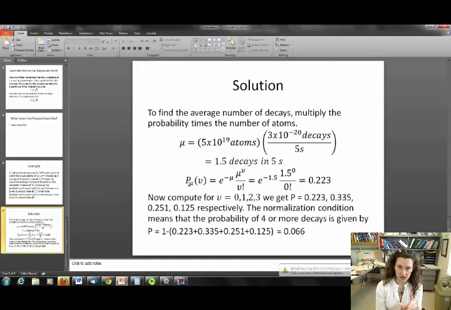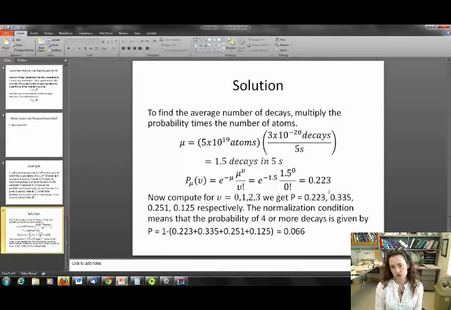Now it asks you to compute the probability that you've got 0 decays, 1 decay, 2 decays, 3 decays in a given 5-second interval. So for that we use our Poisson distribution function. So here we have e to the minus mu, mu to the nu over nu factorial. Our value of mu we already computed, it's 1.5. And then we're going to plug in the values 0, 1, 2, and 3 into that formula. So here I've written out what it is, for example, for nu equal to 0. It would be e to the minus 1.5 times 1.5 to the 0 power over 0 factorial, and that would give you a value of 0.223.